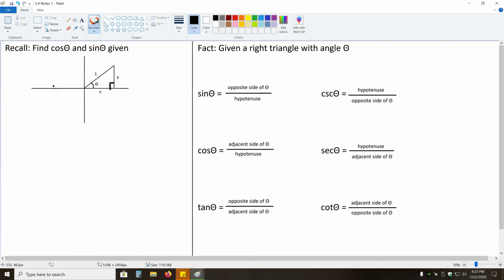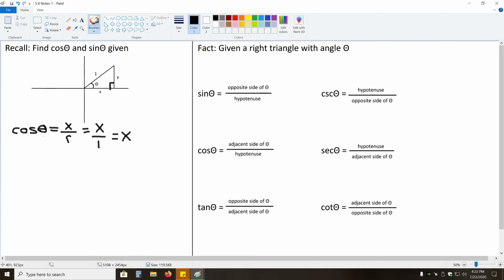1. Okay, so in order to find cosine of theta, remember cosine of theta is equal to x over r, where x is the horizontal distance and r is the hypotenuse. Okay, so with that, in this case we have x over the hypotenuse, which is 1, gives us x over 1, which is just x. And I just want to be clear on this method.